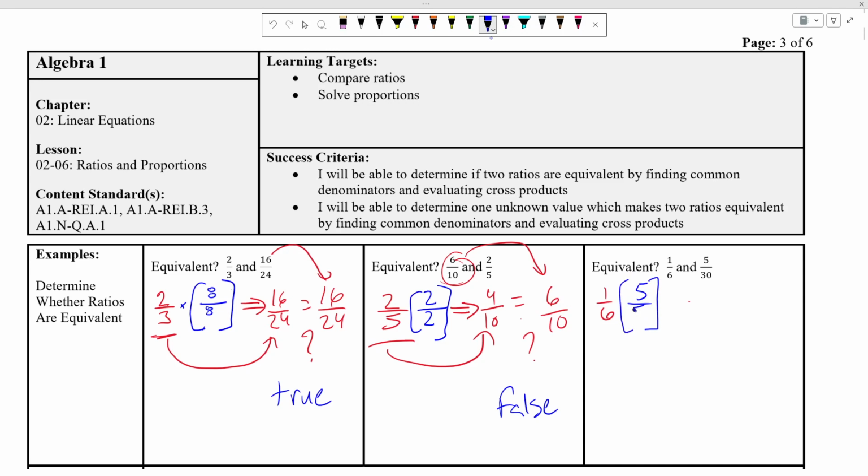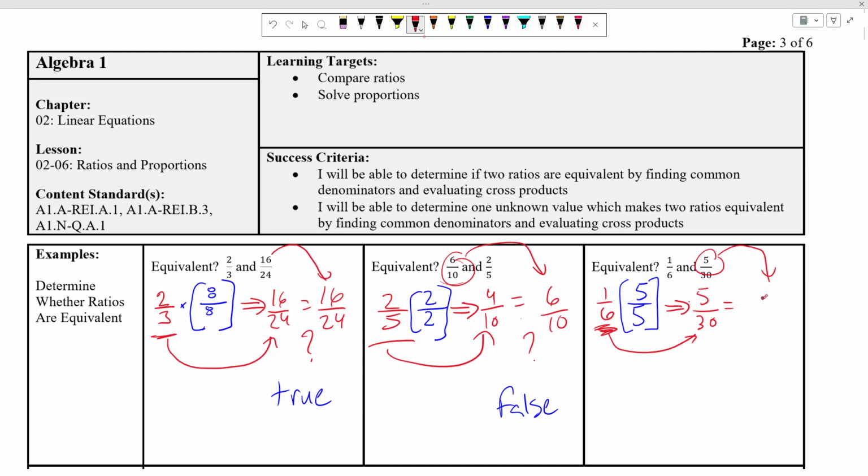Whoops, hold on a second here. There we go. I set things up here. This is my arrow here. 1 times 5 is 5, and 6 times 5 happens to be 30. Now, I took this and I got that out of it. Now, is that equal to this thing here?